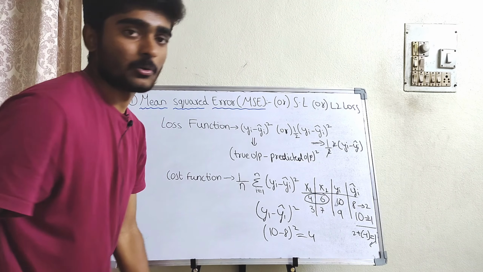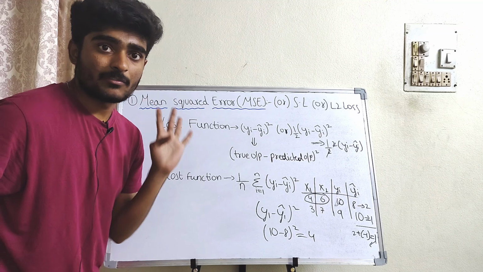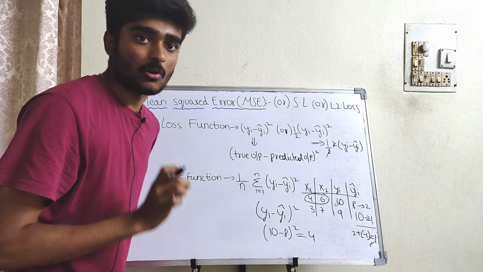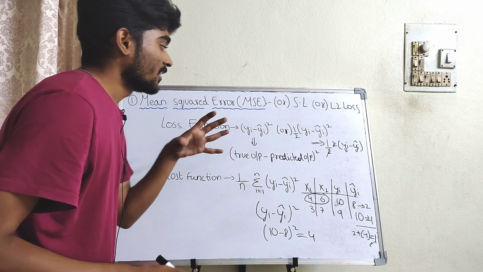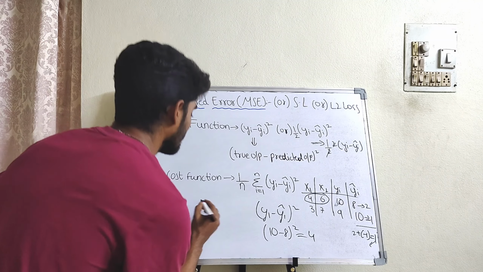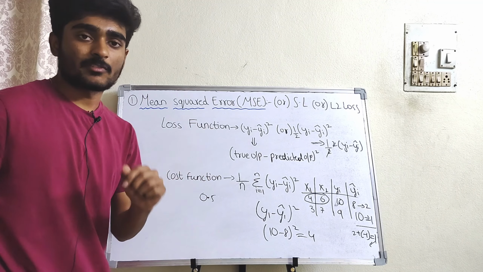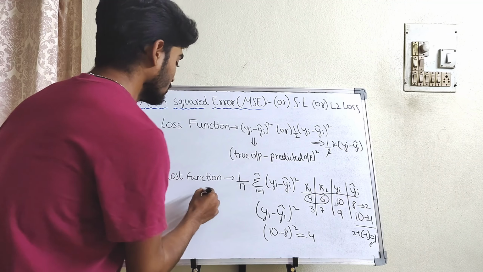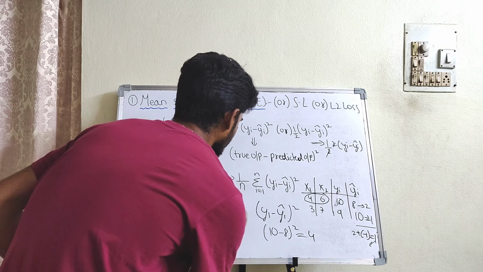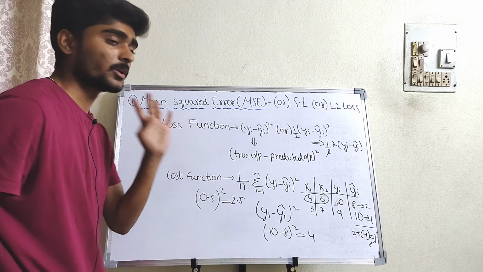This is the first benefit of squaring the loss function. The second benefit is that when you square the loss, the loss gets magnified. Let's say the calculated loss is 0.5, but when you square this, it becomes somewhere around 2.5.